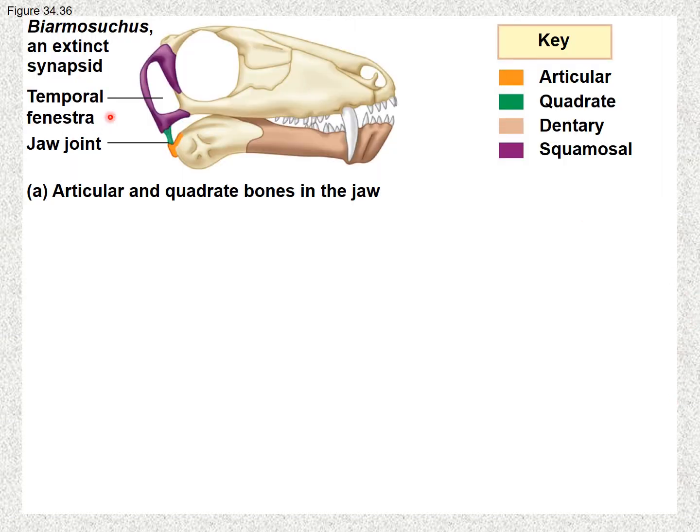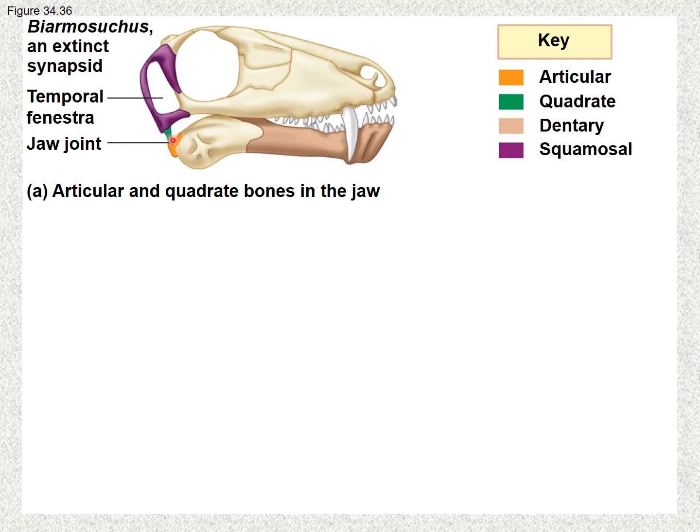Okay, so let's take a look first at the temporal fenestra. So remember the temporal fenestra is kind of behind the eye socket. So this is the eye socket, and you can see the jaw joints here. So again, mammals are synapsids, meaning that they only have one hole that makes up the temporal fenestra, as opposed to the diapsids, which have two. Okay, now let's focus on the jaw joints here.